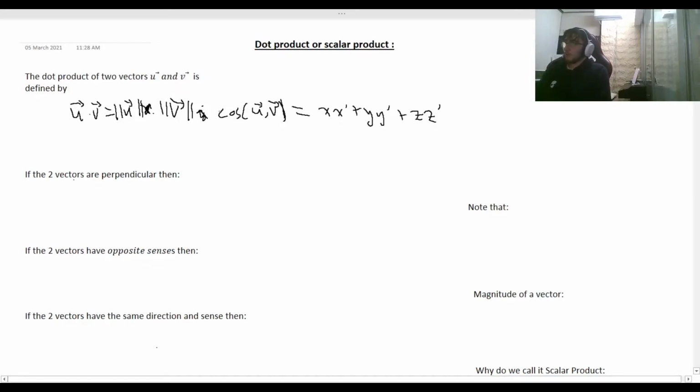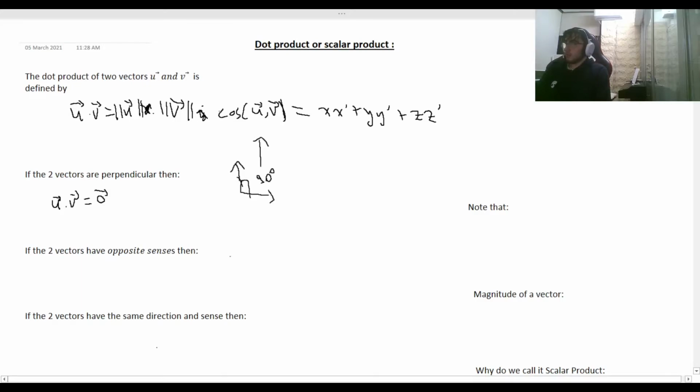Okay, if the two vectors are perpendicular, for instance, this is a vector and this is another vector, and they are perpendicular, then the angle between these two vectors is 90 degrees. And we all know that cosine of 90 is equal to 0. So the dot product or the scalar product of two perpendicular vectors is equal to 0.